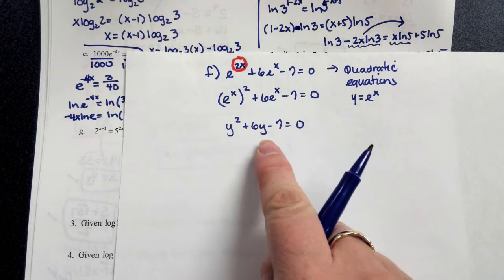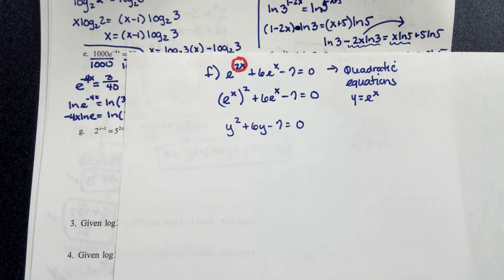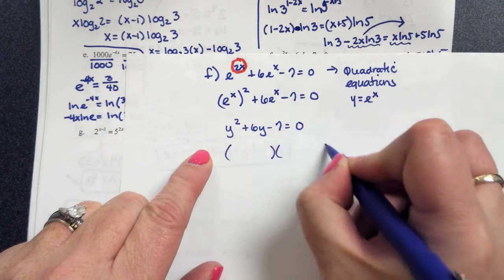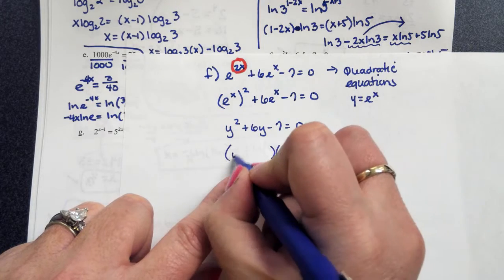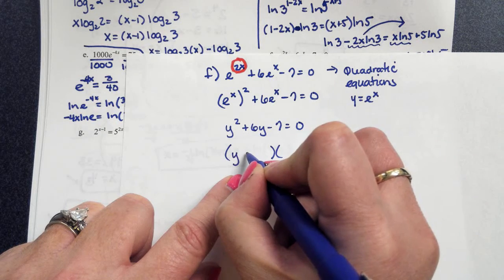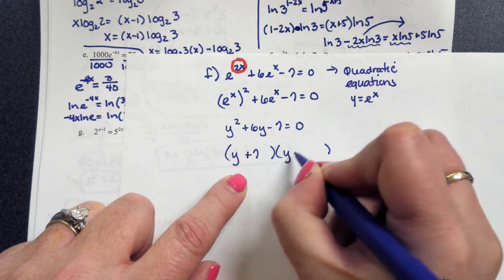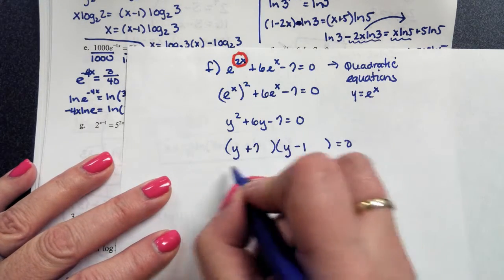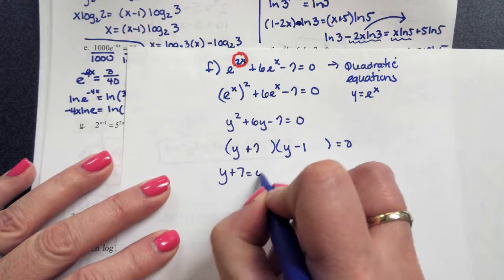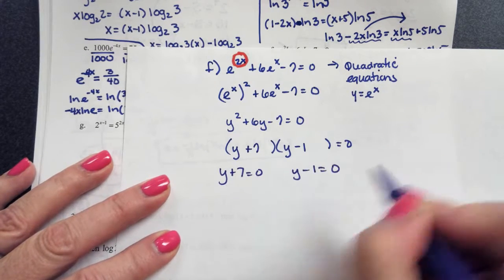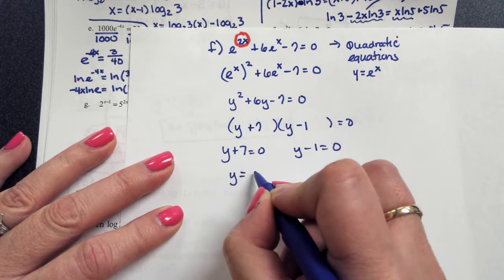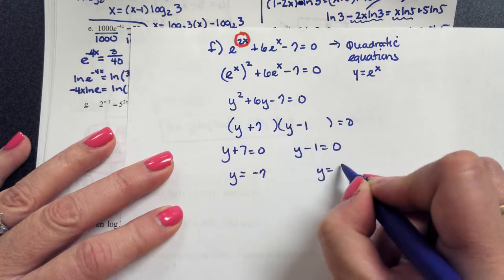So hopefully we all know how to factor y squared plus 6y minus 7 equals 0. How do you factor this? This is going to factor into y plus 7 and then y minus 1 equals 0. And then you set each factor equal to 0. So y plus 7 equals 0, y minus 1 equals 0. And then when you finish solving it, y is equal to negative 7, and then y is equal to 1.